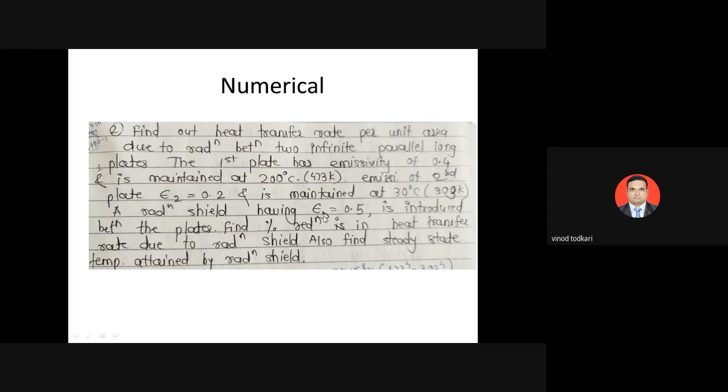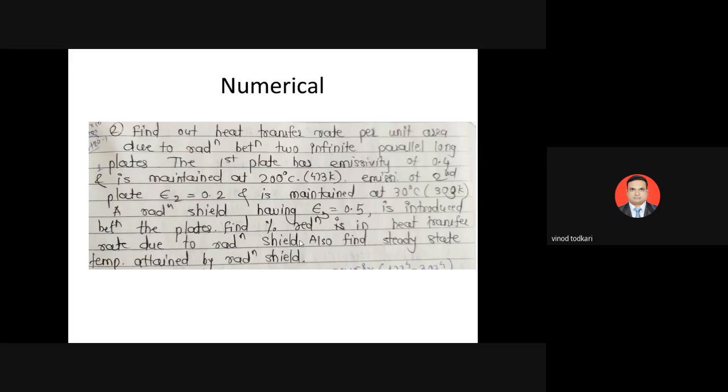You can call it epsilon 3. In some of the reference books, it is called as epsilon S. It depends on you. I call it as epsilon 3. So epsilon 3 is 0.5. What we have to find? We have to find the percentage reduction in heat transfer rate due to radiation shield. How can I find percentage reduction due to radiation shield? For that, I have to work out heat transfer rate without radiation shield and heat transfer rate with radiation shield.